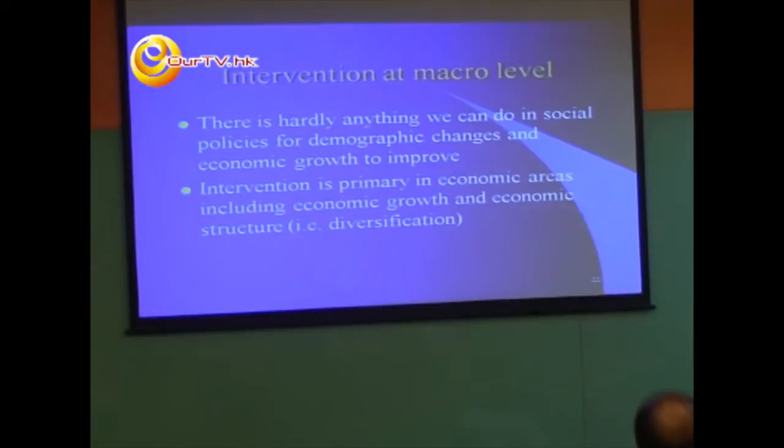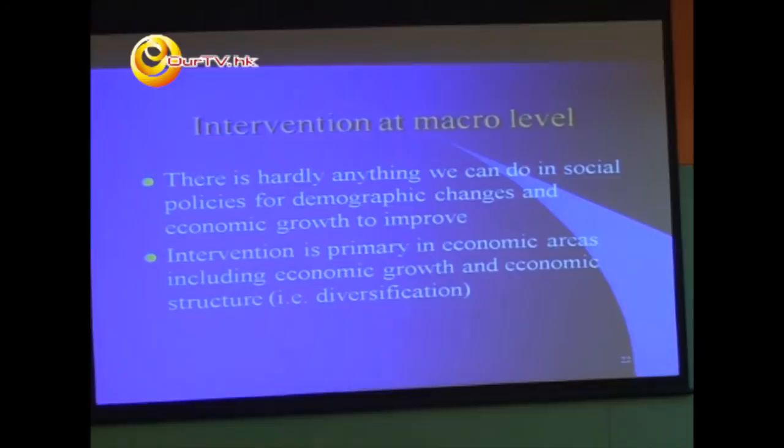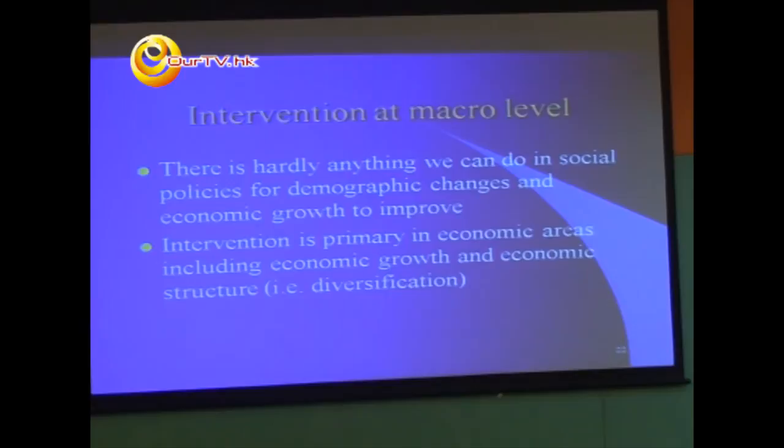Okay. So, at a macro level, there's hardly anything we can do in social policy for demographic changes. Although we can do something about population policy, it's very difficult. You can't kill all those older people with experience to allow the younger people to be promoted faster. There's no way you can do that, okay?